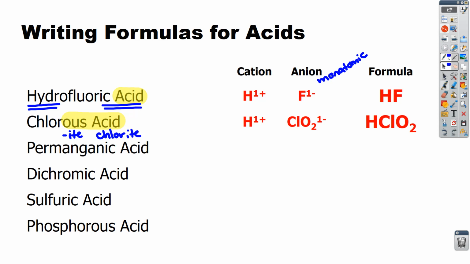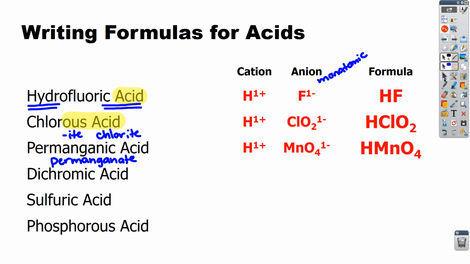Permanganic acid, the ic becomes an ate. So I'm looking for permanganate. I know that my cation is going to be H1+ because this is an acid. I know the chemical formula for my anion is going to be MnO4 1-, that's permanganate. The positive one and the negative one cancel out, and I'm left with HMnO4.